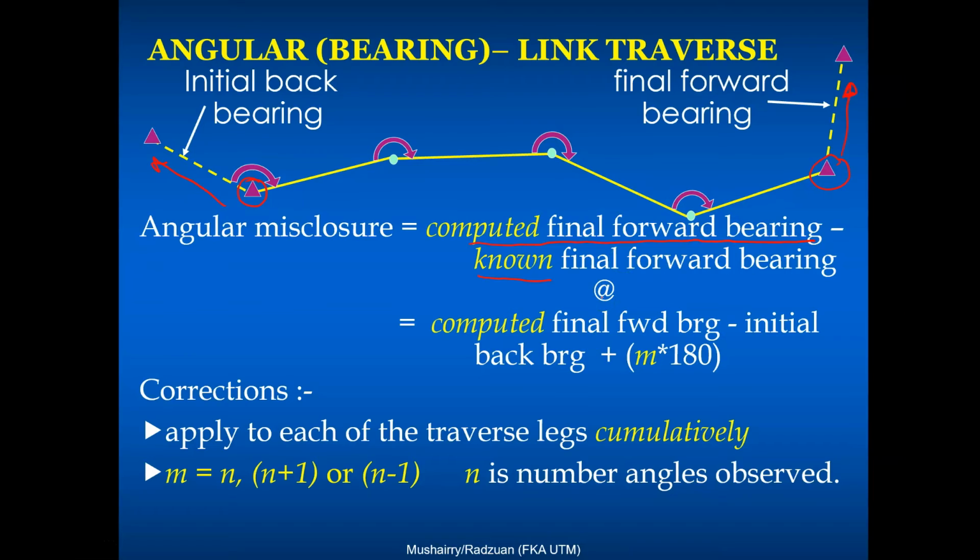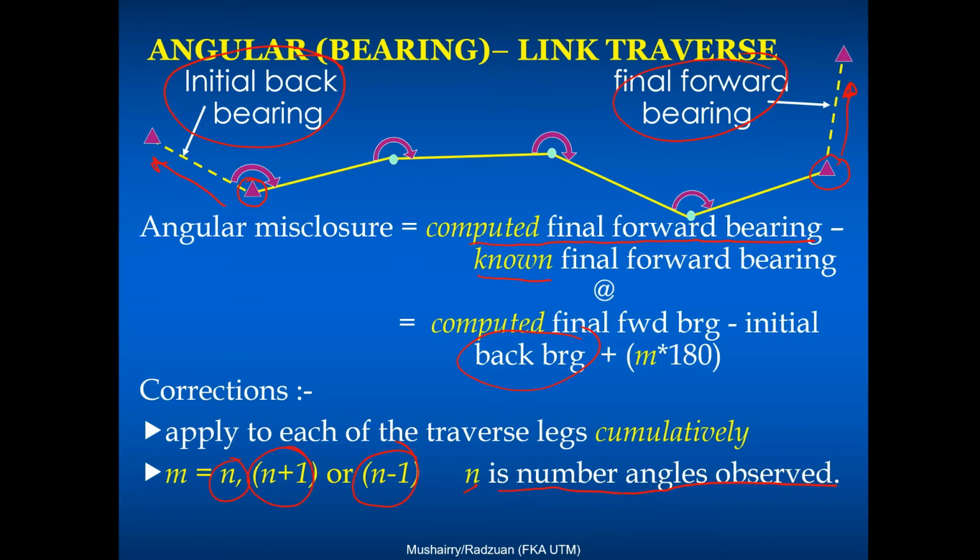Or if you don't want to use bearing initially, you can use the angle. You look at the computed final forward bearing, which is that value there, minus the initial back bearing, which is here, plus m times 180, where m could be equal to n plus 1 or n minus 1. n is the number of angles observed.